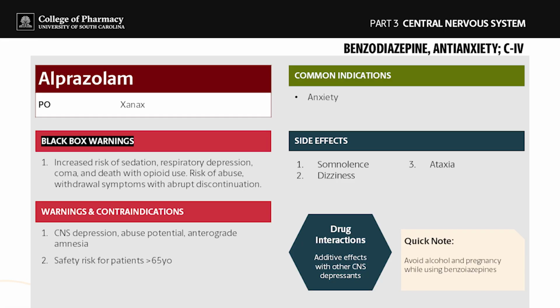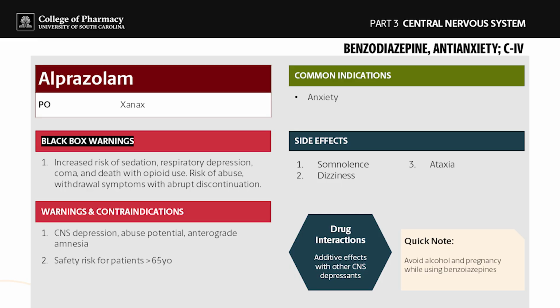Okay, here we go. Let's get into some benzodiazepines. Benzodiazepines, notice that Z, anti-anxiety, C4. Remember, what's the schedule mean? If you said potential for abuse, you would be correct. So Alprazolam, the Z and the Z. The brand name is Xanax. And common indication, it's for anxiety.